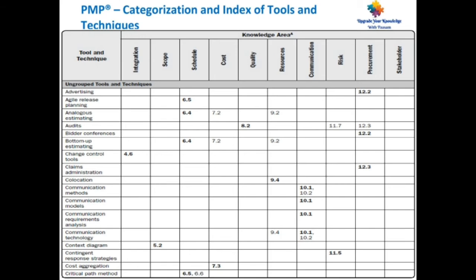And there is analogous estimating, which comes in schedule, cost and resources. Audits basically come in quality, risk and procurement. Bidder conference in procurement. Bottom up estimating comes under schedule, cost, resources. Change control tools, which come only in integration. Claims administration comes under procurement.